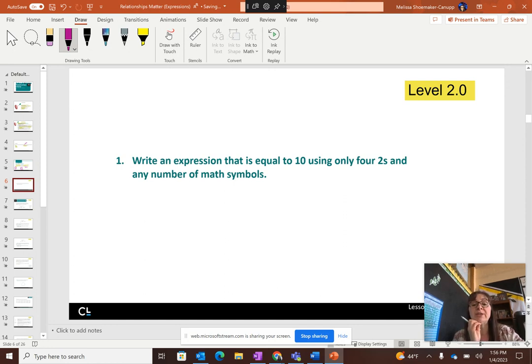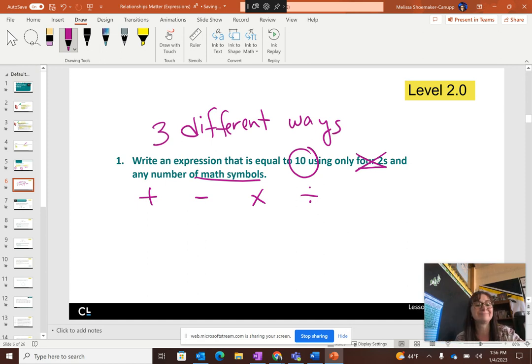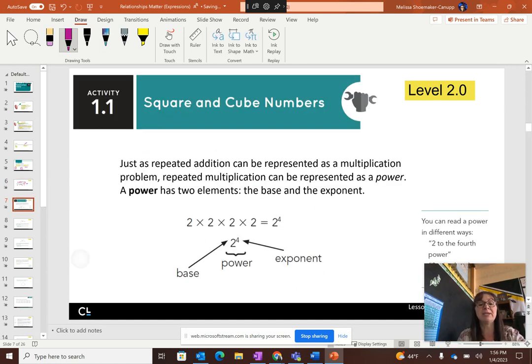So write an expression that is equal to 10. Now, this says using only 4 2's and any math symbols. I'm going to scratch that. I just want you to use math symbols. That means you can add, subtract, multiply, or divide. I want you to make 10 3 different ways. Okay, so pause the video. Make 10 3 different ways. Raise your hand and let me check. I'm going to keep moving.